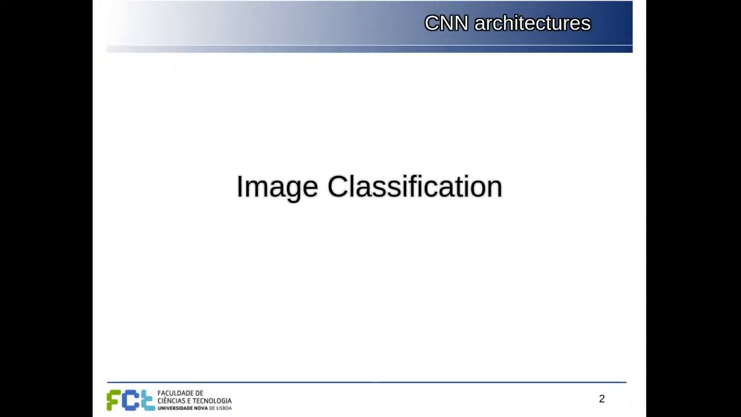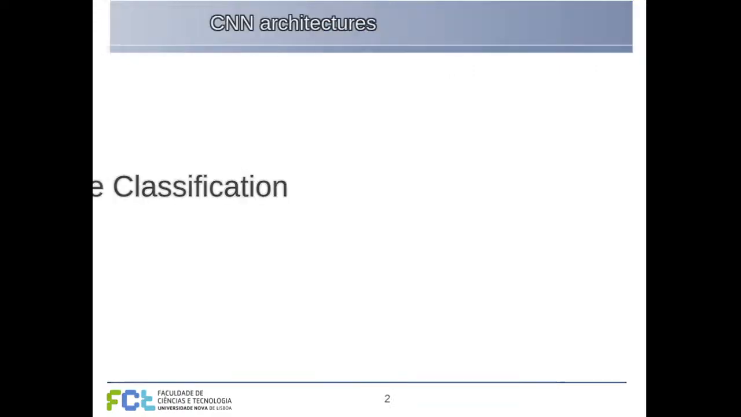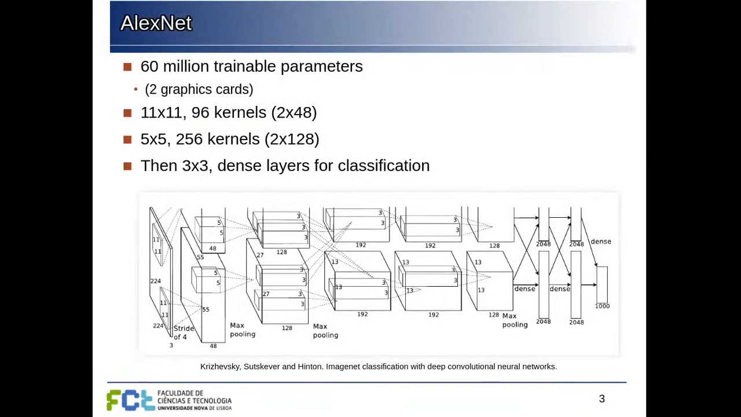So let's start with the problem of image classification. You already did some exercises with this, and using convolutional networks for image classification is the state of the art nowadays. It's what works best. And we can see here maybe the first real success in using convolutional neural networks for image classification, the AlexNet. And you can see the architecture here.